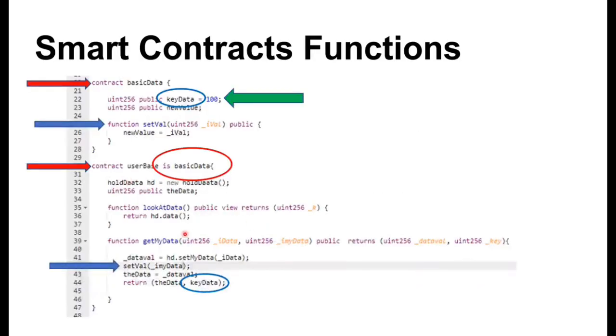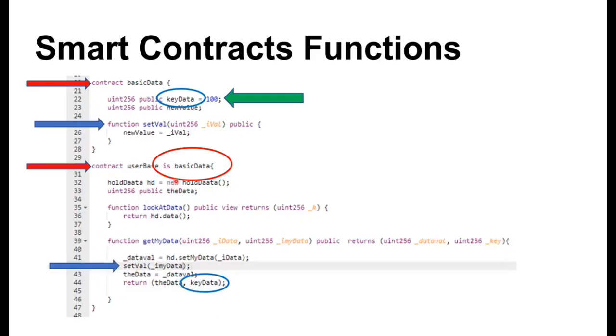So if we take a look here, we can see that there is a contract here. In this case, again, there's two contracts. There's a contract called basic data, which has two public integers and a function. And we'll write another contract called user base, and then we'll use the is keyword with basic data. So now these two public integers are available to user base, and this function is now available to user base.